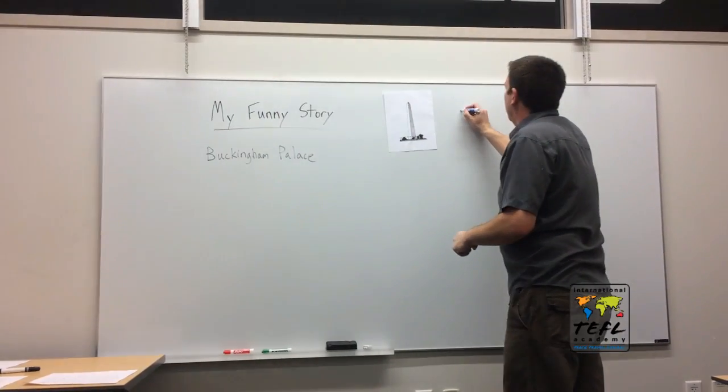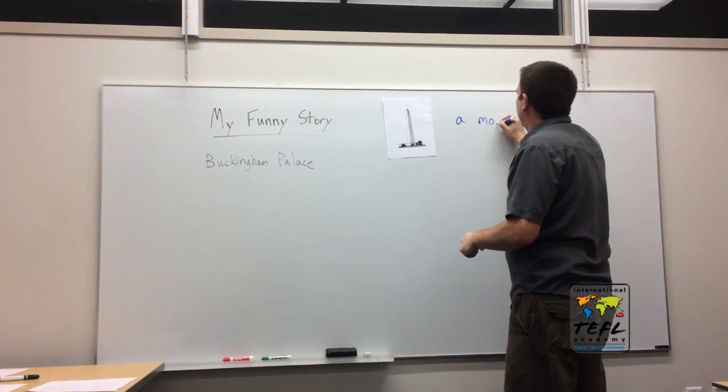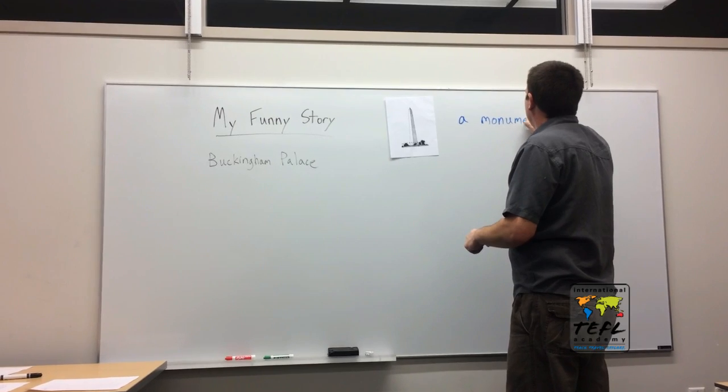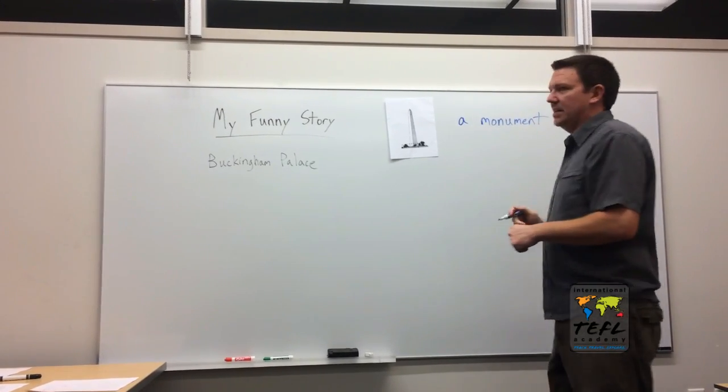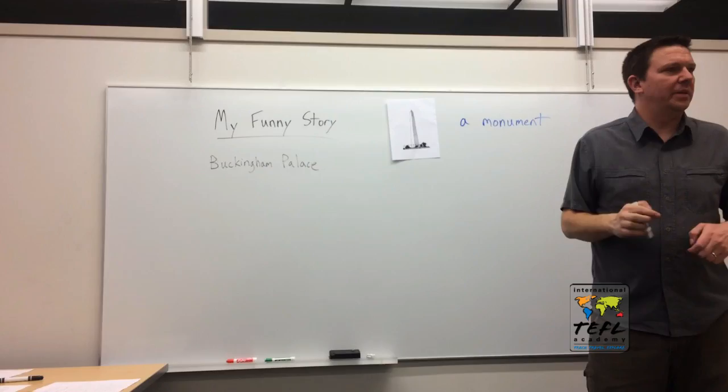Step 5 would be after that, you've said the word, you've elicited it, you've repeated it many times, you've done the concept check questions, go ahead and write it on the board clearly. And sometimes I like to use different colors for different parts of speech. A monument. And we have A because it's countable. 1 monument, 2 monuments. Yeah?